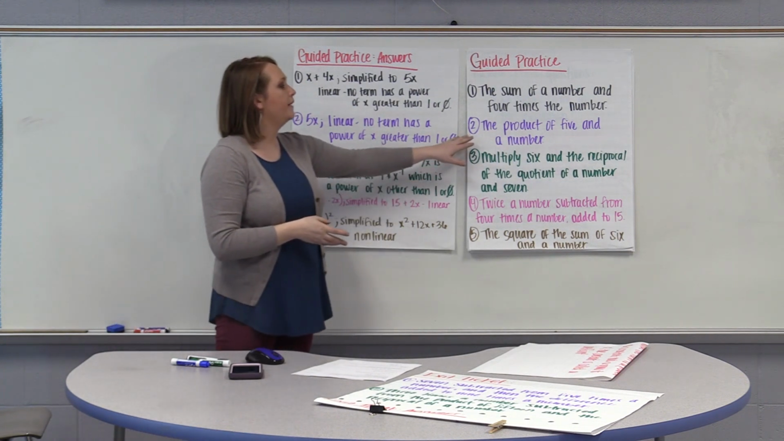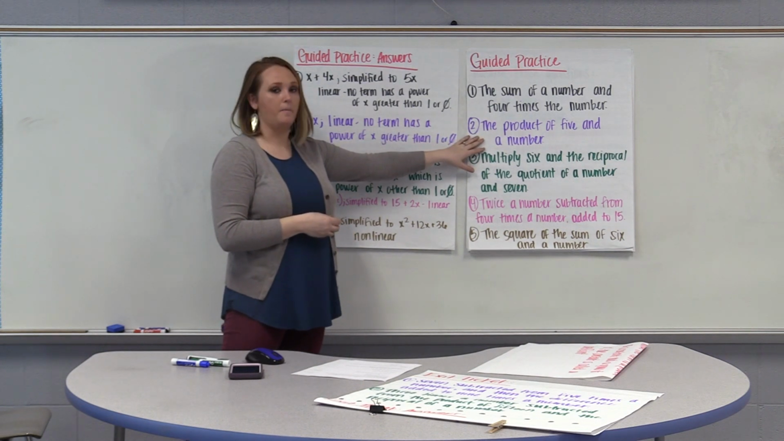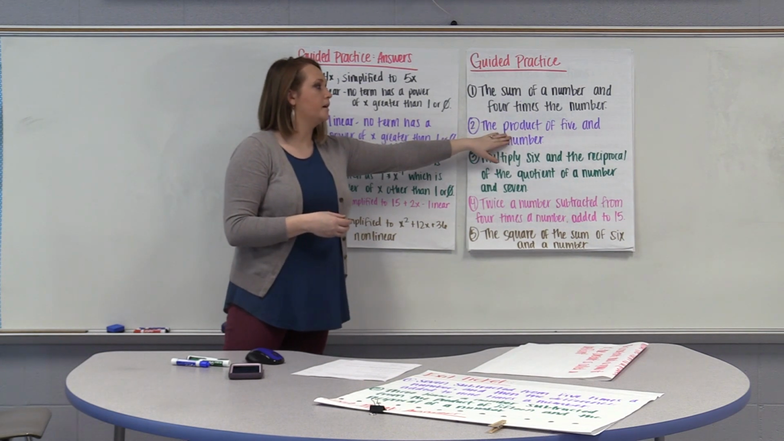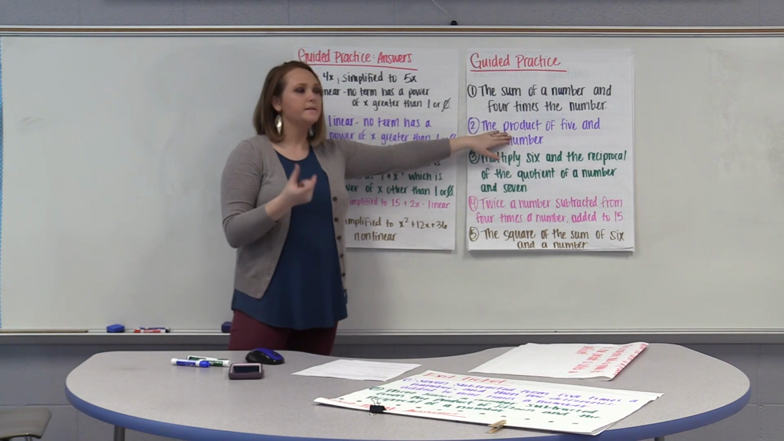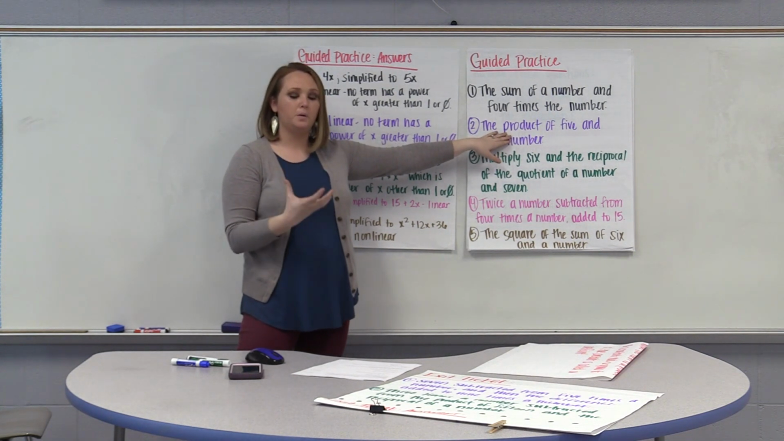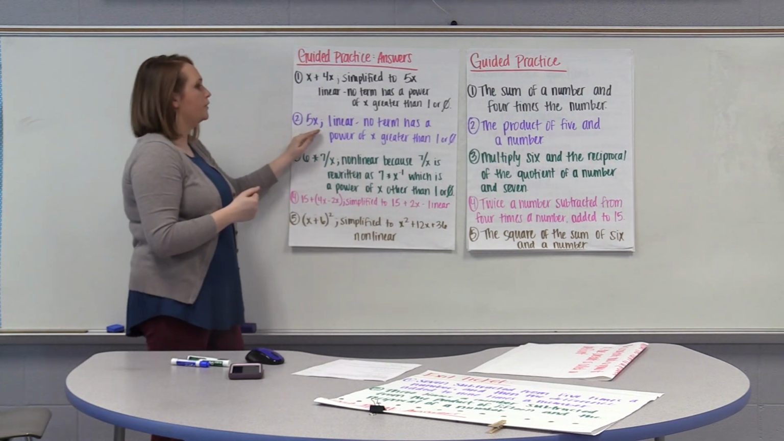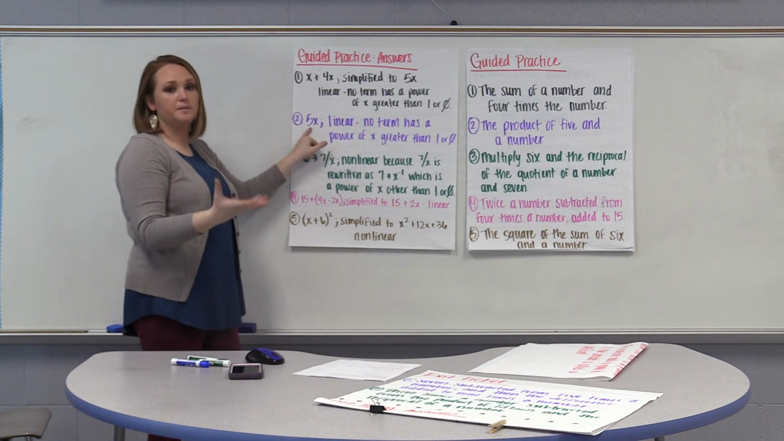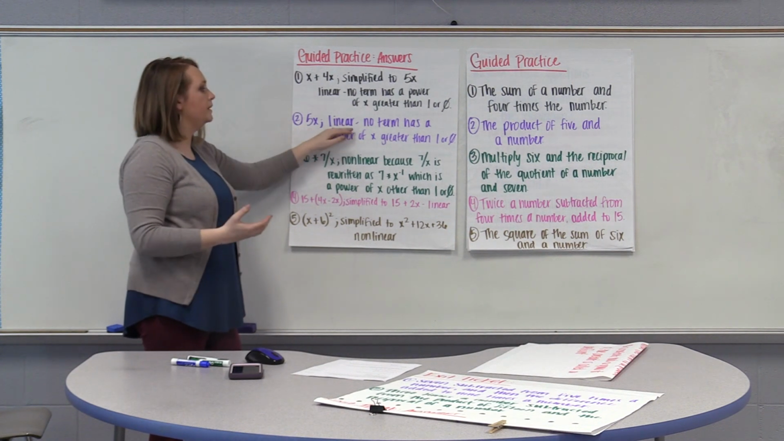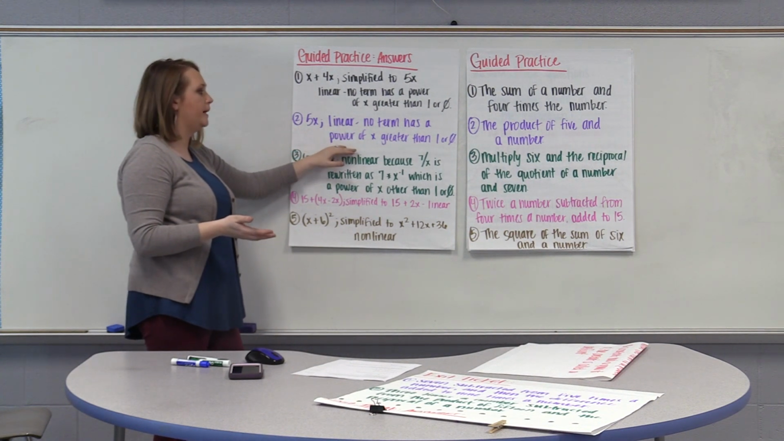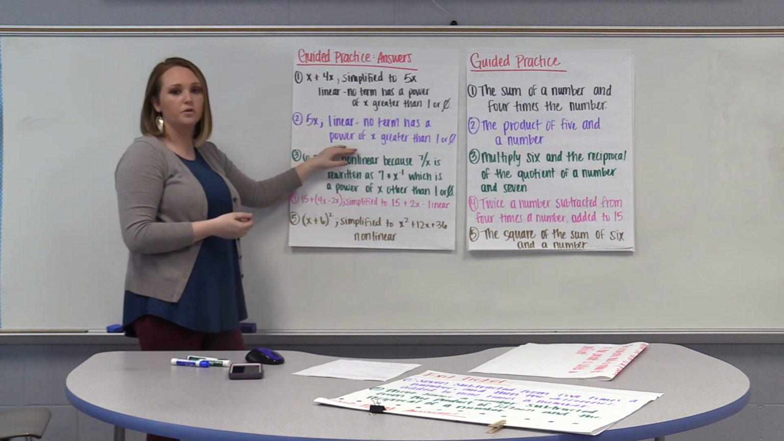All right, number 2, we had the product of 5 and a number. What does that term product mean? What kind of problem am I talking about here? A multiplication problem. So the product of 5 and a number would just be 5x. It would be linear because no term has a power of x greater than 1 or 0.